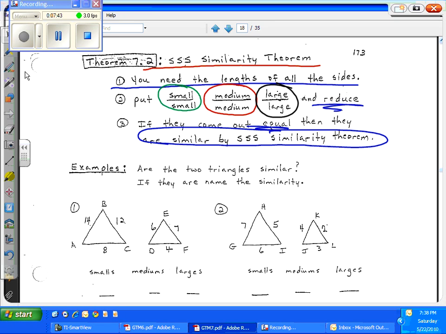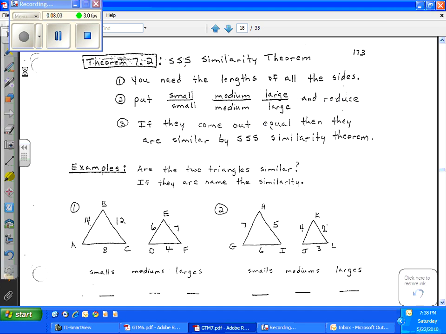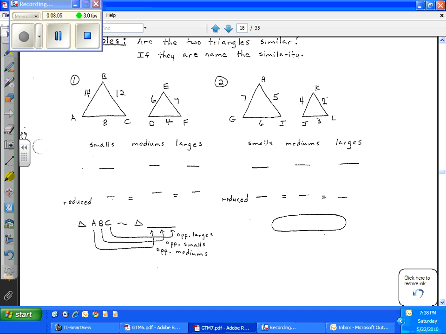So to be similar by side, side, side, all three pairs of corresponding sides must be in proportion, meaning that the ratio of small to small, medium to medium, and large to large come out equal. So in the examples, we want to determine whether the triangles are similar, and if so, name the similarity. Okay? So here we go with example 1.